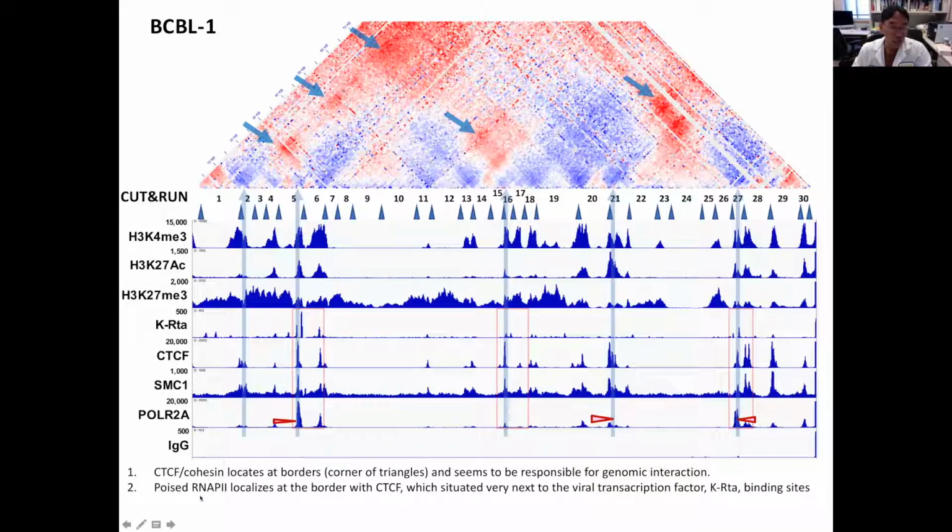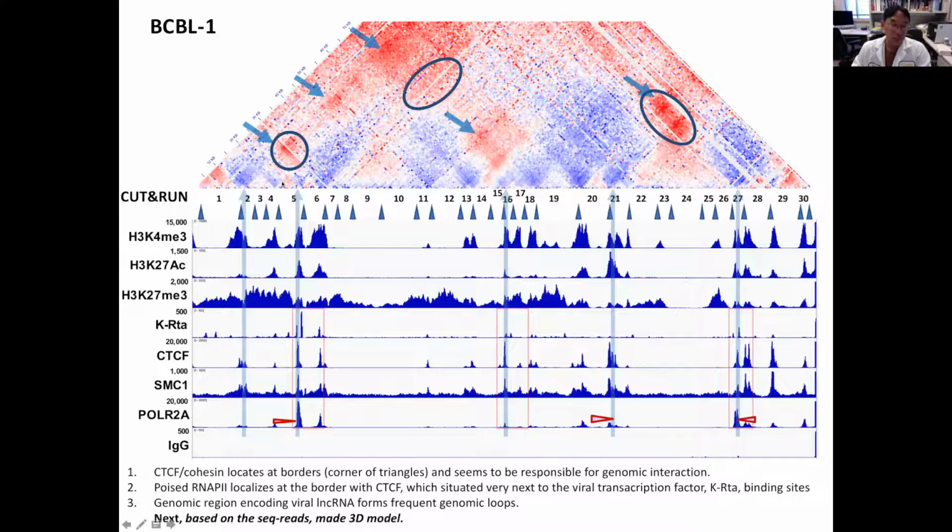And the positions of RNA Pol II, the paused RNA Pol II, are located at the border with CTCF, which is situated very next to the viral transactivator, the K-Rta binding site. These are the K-Rta binding sites located very next to the CTCF and very next to the RNA polymerase II, paused RNA polymerase II. The genomic regions encoding the viral non-coding RNA form frequent genomic groups. These are where the non-coding RNA is expressed and has frequent genomic grouping.